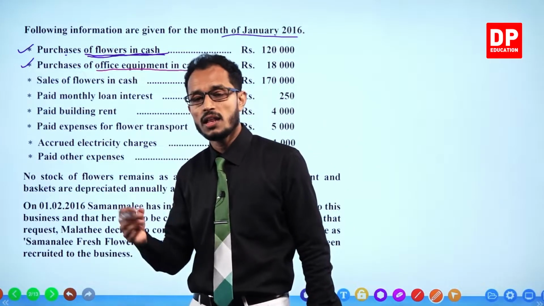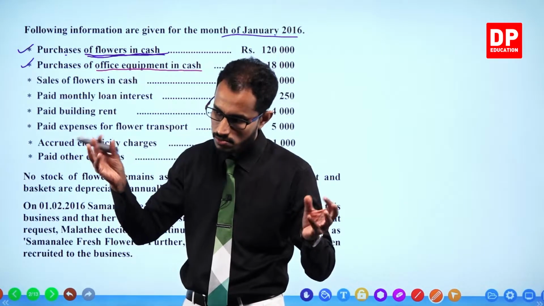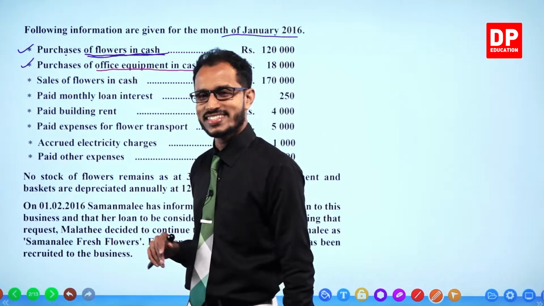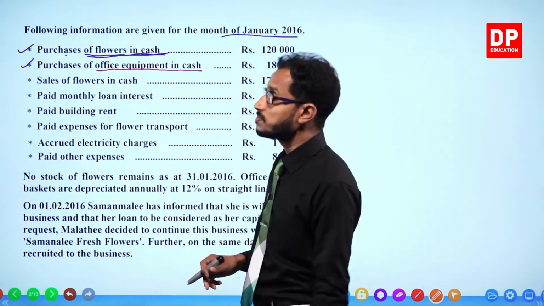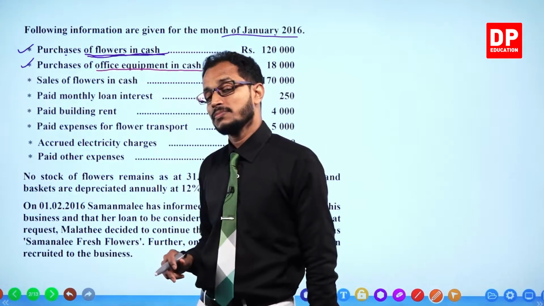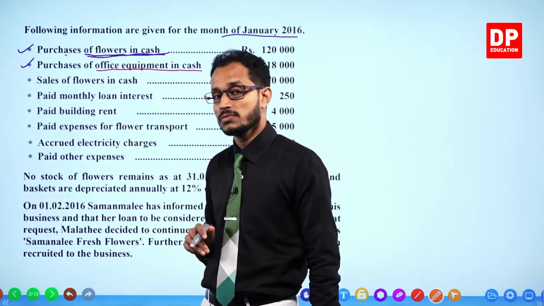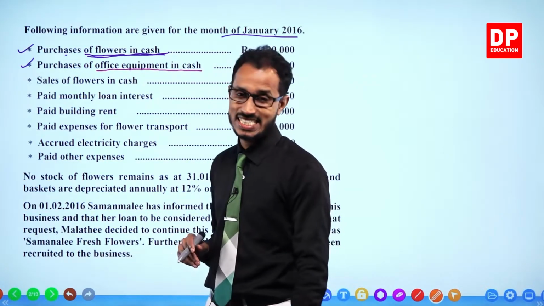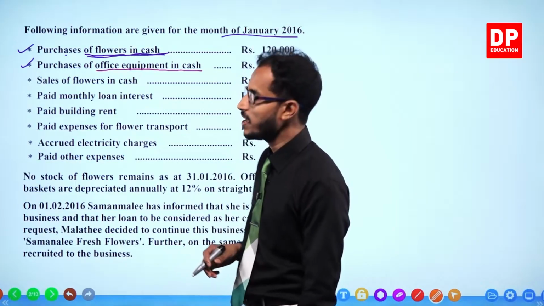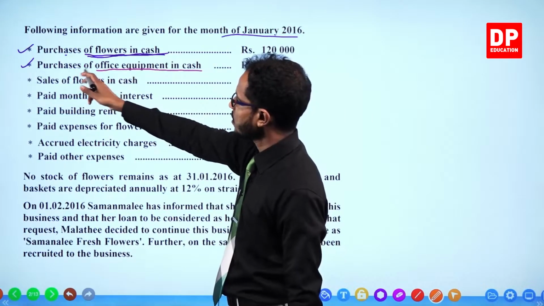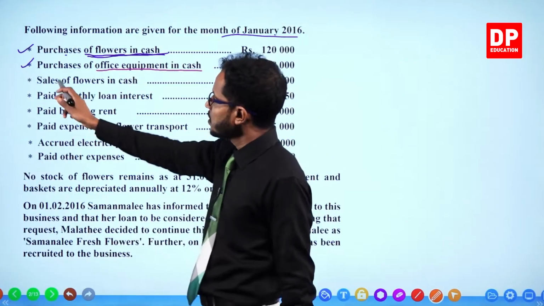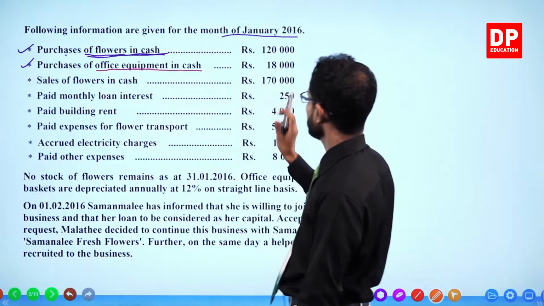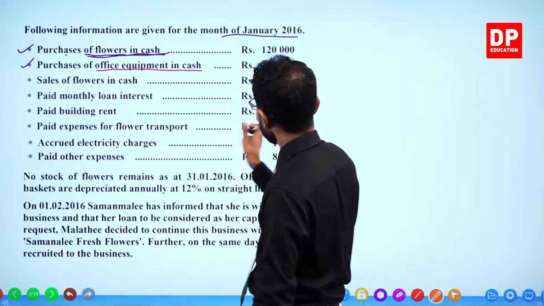Flowers, beautiful flowers. That is what she's selling. But office equipment is not for reselling. That is for the use of the business. Okay, so purchasing flowers and purchasing office equipment, two different things. Selling flowers in cash, okay, monthly loan interest is paid, building rent is paid.